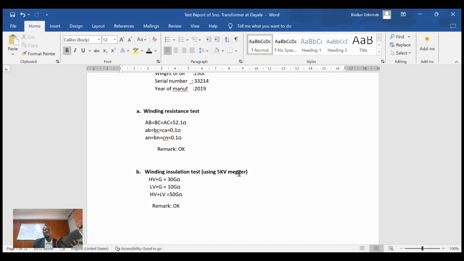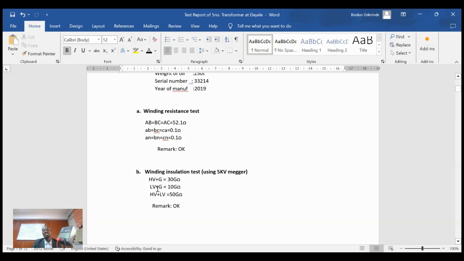Now as you can see on my screen, we all know what insulation is. Insulation is just a prevention, something that prevents the flow of current. It doesn't allow electricity to pass through. When they say something is an insulator or a conductor, a conductor allows electricity to pass through, while insulation prevents electricity from passing through.